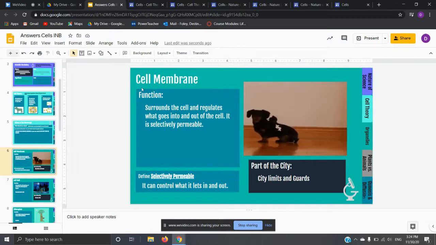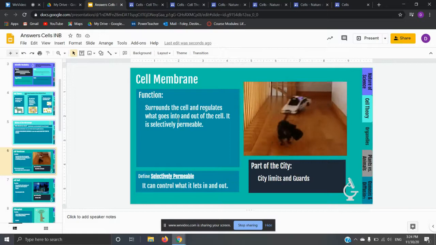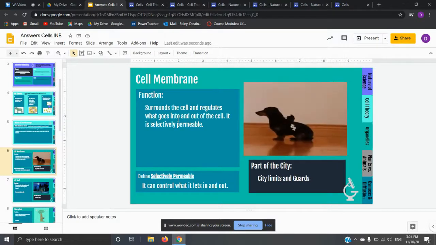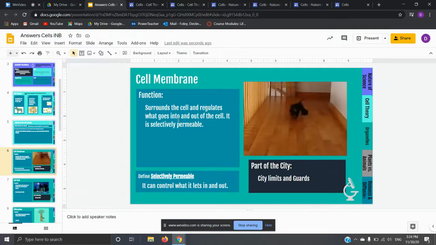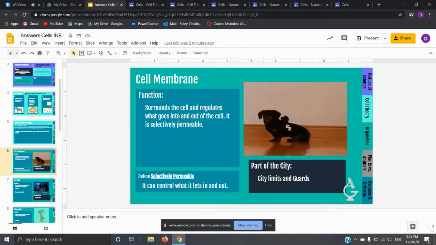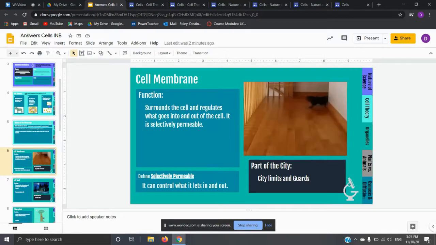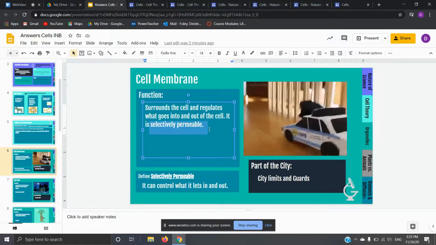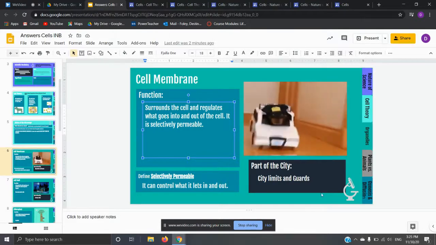The cell membrane surrounds the cell and regulates what goes into and out of the cell. It is called selectively permeable. Selectively permeable. That's what this word is here. Define what selectively permeable means.